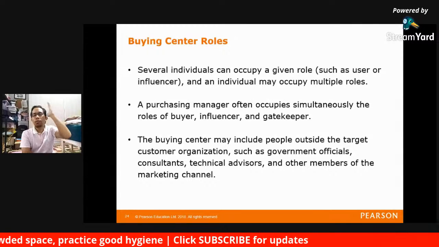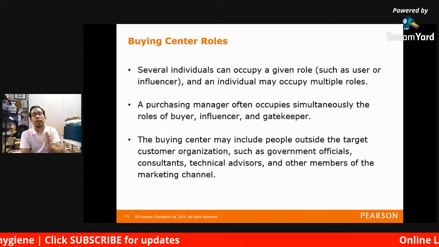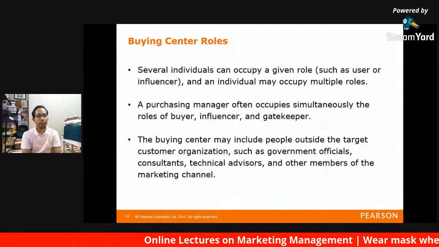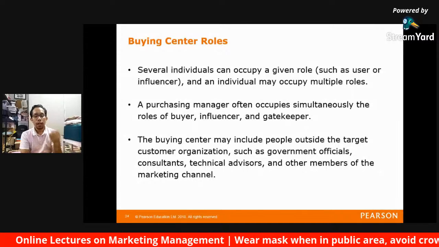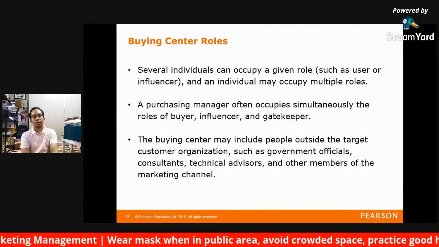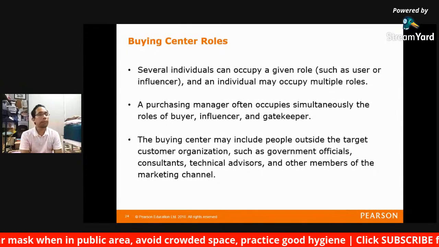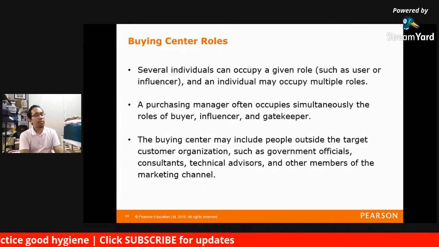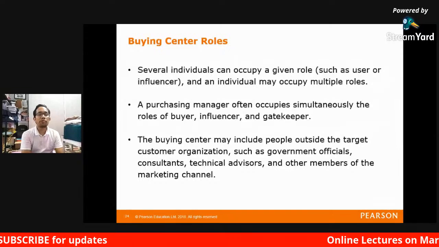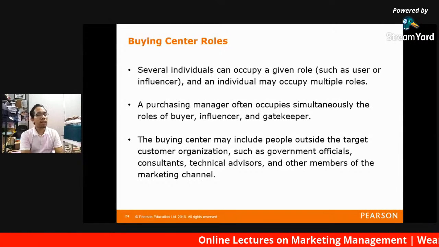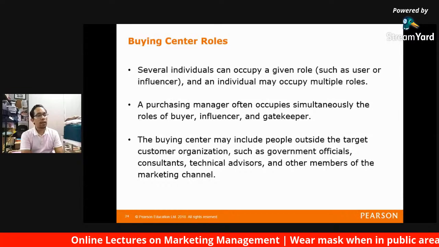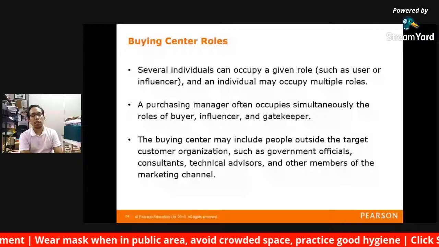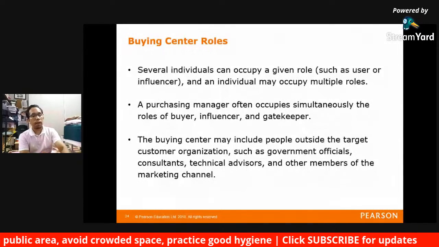In business, we always do meetings, or we call it a collective agreement. Collectively, we agree on certain terms, specifications, whatever. A purchasing manager often occupies simultaneously the roles of buyer, influencer, and gatekeeper. The buying center may include people outside the target customer organization, such as government officials, consultants, technical advisors, and other members of the marketing chain.